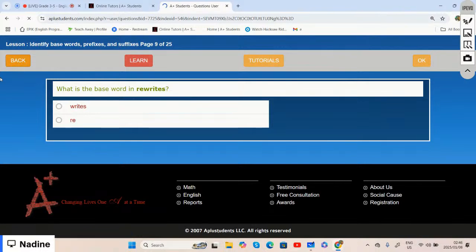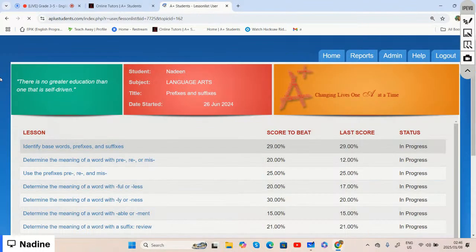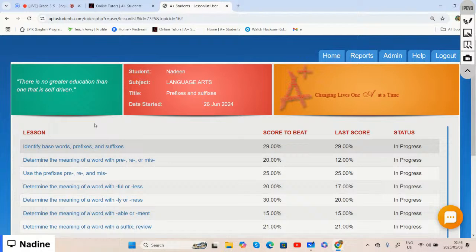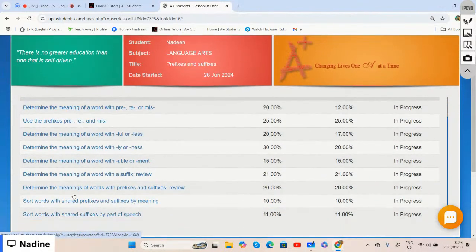So this is now the end of our lesson on prefixes and suffixes. In our next lesson, we are going to do prefixes and suffixes again because, as you can see, there's still a list of lessons that we must go through. So in the next lesson, we are going to do prefixes and suffixes again.